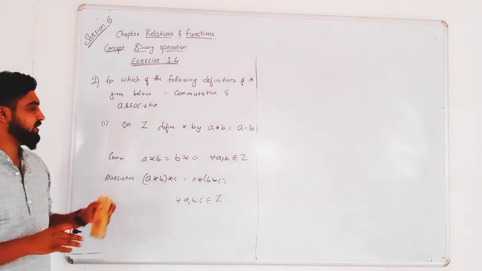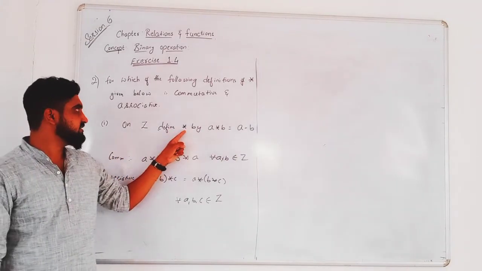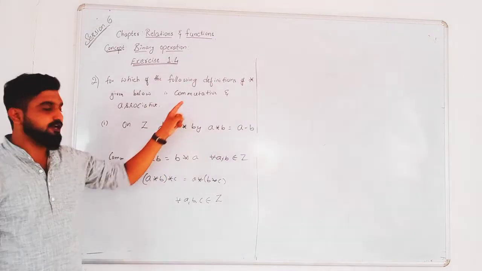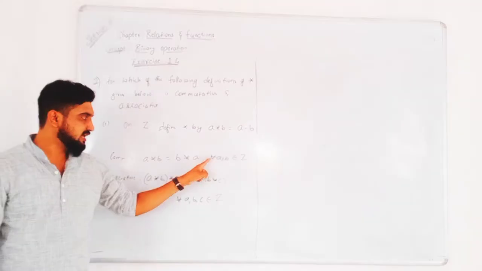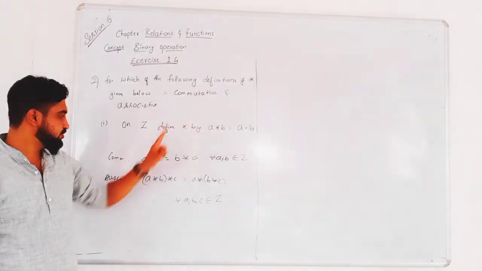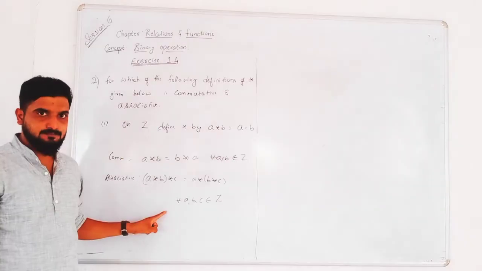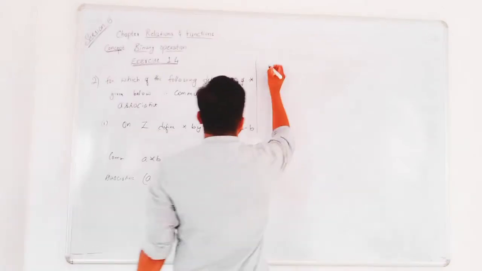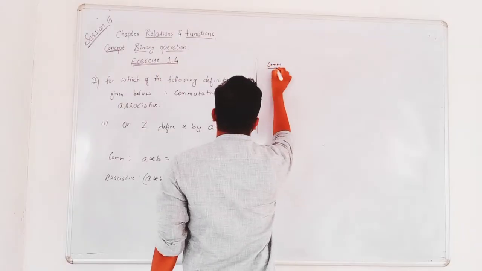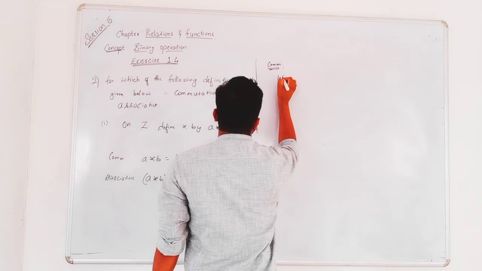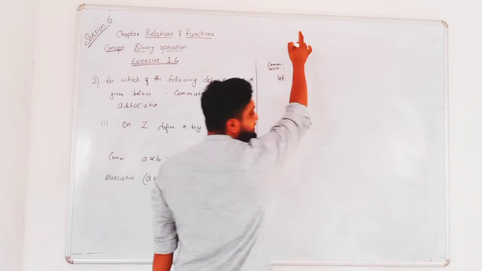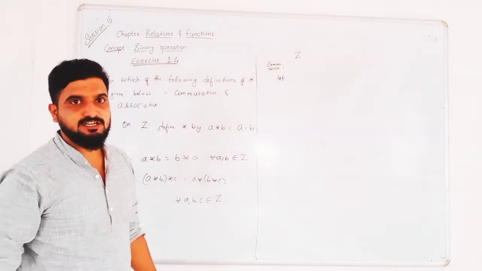For this example I have to check whether star is commutative or not. If it is commutative, it should satisfy this property for all a, b belongs to Z. If it is associative, it should satisfy that property. Okay, so let's see commutative first. So let me take two numbers. Remember the set is Z here. Choose two numbers from the set of integers.